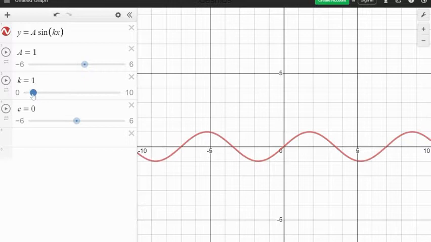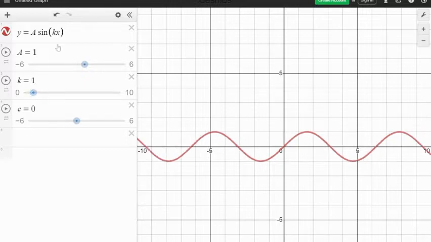What we need to take a look at today is what happens when it's not just x or something times x, but I'm going to do k times (x minus c). And I've got a slider for this one also. Right now the value of c is 0, so it's k times x minus nothing. So the graph hasn't changed by me doing that.